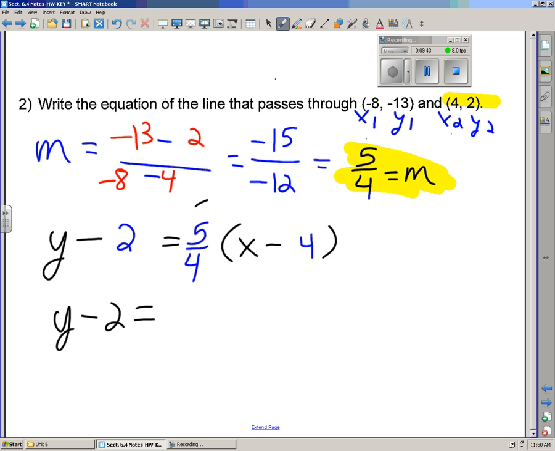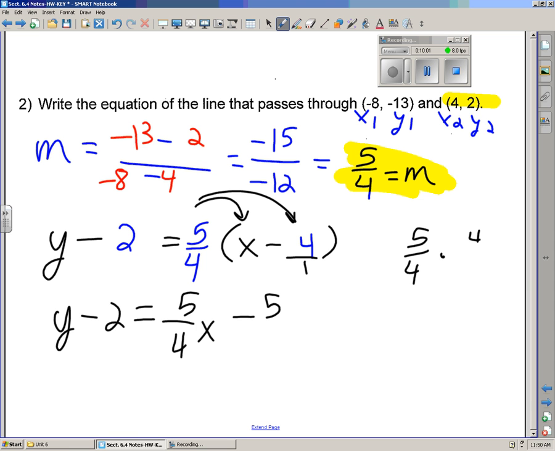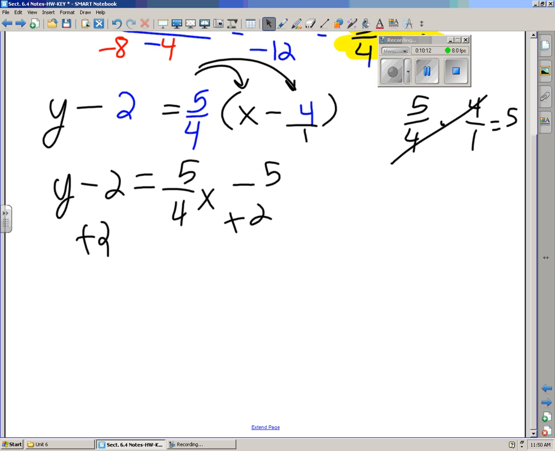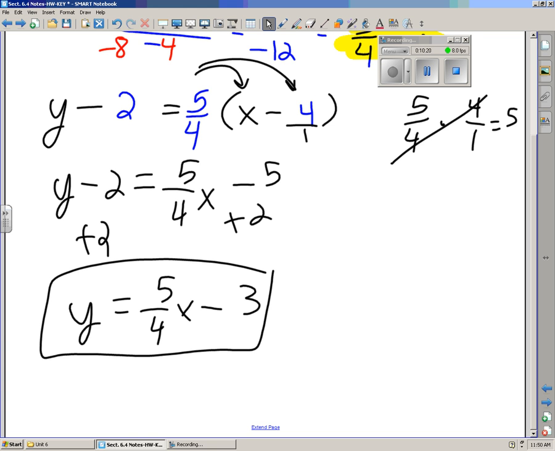Y minus 2 equals, distribute, 5/4 x, distribute. Remember, it's 5/4 times -4 over 1. You can think about the top and the bottom dividing, whatever. You're going to get -5 here, right? Because it's 5 over 4 times 4 over 1. These cancel out. You end up with a 5, and it's a minus because of your sign. All that's left to do is add 2 to both sides, and y equals 5/4 x minus 3.